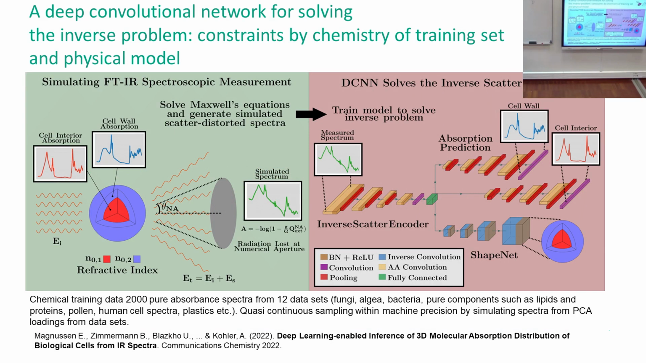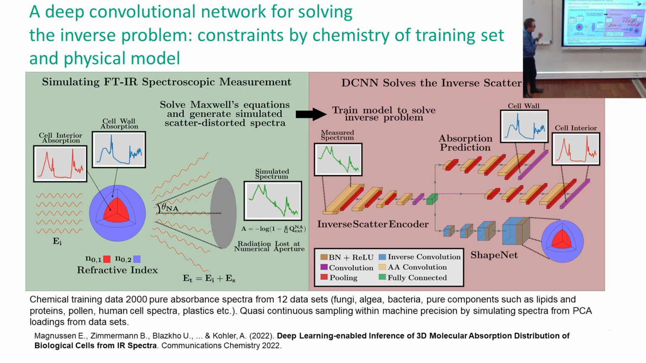We said, okay, let's condition the system in a way where we have a two-layered sphere. So we have the inside of a cell, we have the cell wall, and then we assume a certain chemistry for the cell wall. We assume a certain chemistry for the cell interior, and we generate, using Maxwell's equations, the measured spectrum. Also, we simulate a measured spectrum. So then we have to do this many times.